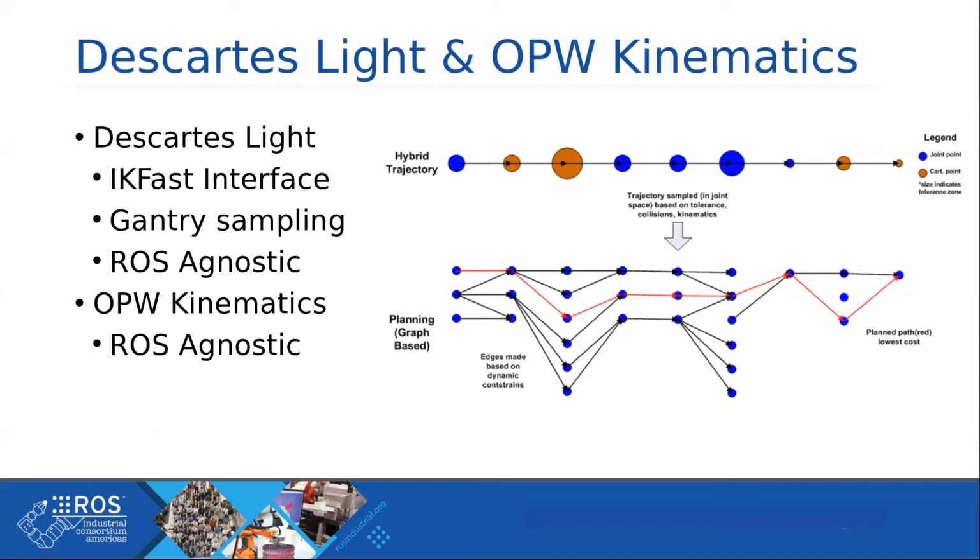For Descartes and OPW kinematics, the main things that have been done are creating user-friendly interfaces for IK-fast and gantry system samplings, and also making both OPW and Descartes Lite ROS agnostic, to be used in both our ROS1 and ROS2 systems.